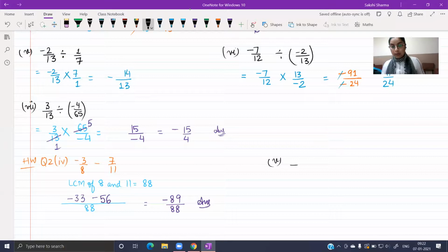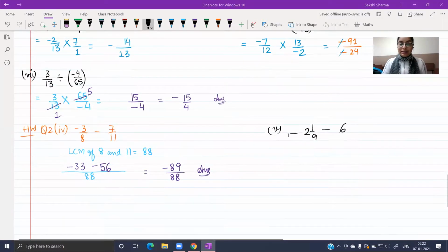Fifth part, you had -2 and 1/9 with -6. That's correct, Achyut. The answer is -73/9 for this part. Let's change this mixed number into improper form. Minus as such, change this to improper form.